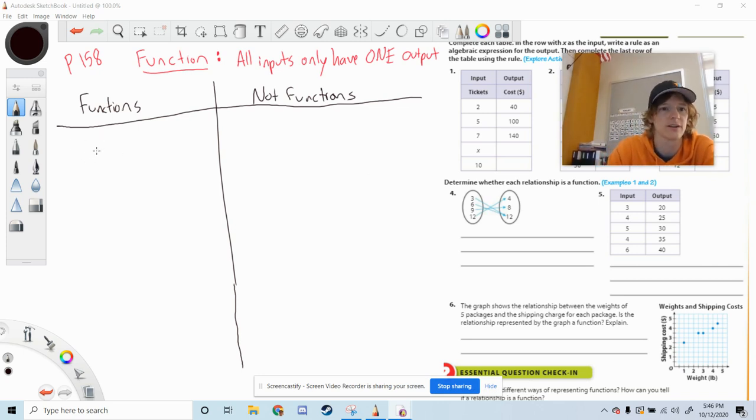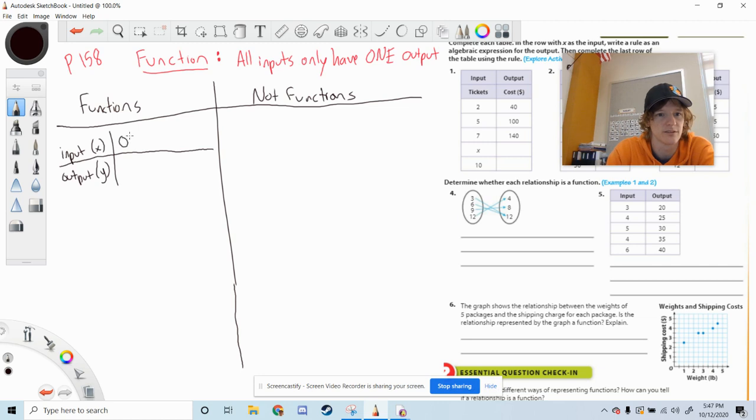So the first way, I'll do a table. So it's a table where we have an input and an output. Normally this is x and this will be y. When we're talking functions, it won't be y, but we'll get to that eventually.